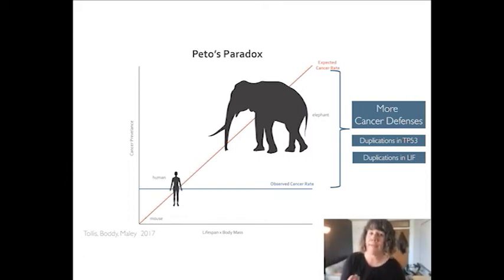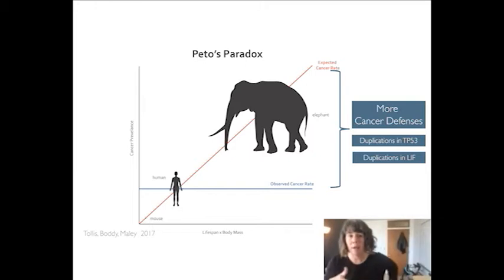And what we've seen come out doing comparative genomics approaches is that elephants do have extra copies of a really important cancer suppressor gene called P53. Humans have 2 alleles of P53. Elephants have 40. They've duplicated this gene multiple times within their genome. Sorry, they also have duplications in a really important gene called LIF. And so this potentially is how elephants have solved the big bodied long life problem.